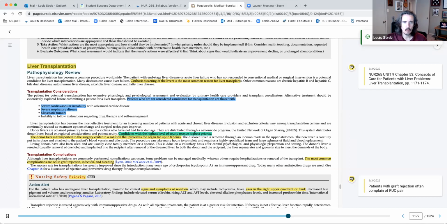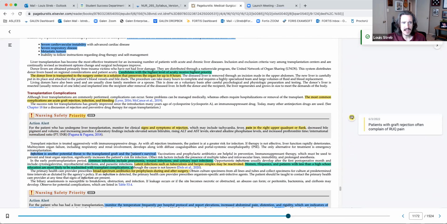So if you understand where this occurs, when you start thinking about transplant complications, the most common complication is an acute graft rejection, infection, and bleeding. We need to be on the lookout for that. That's why this nursing safety priority box, QSEN, once again, says, hey, look for signs and symptoms of rejection. They include tachycardia and fever. It makes sense because we're thinking about the immune response. Pain in that area, that's where we're having the rejection.